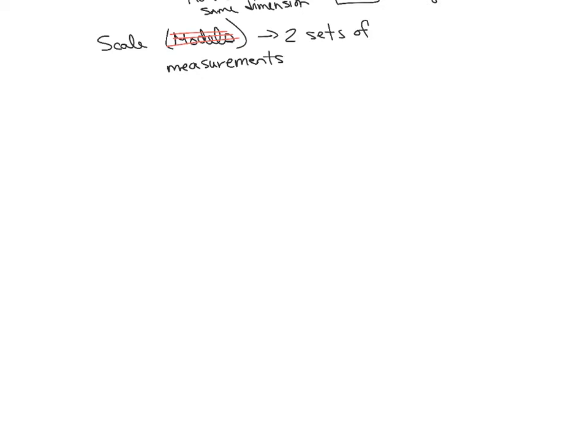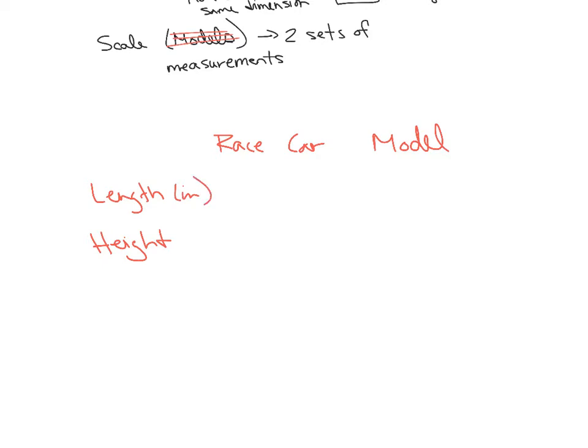Okay, so identifying a scale factor. We have a race car, an actual race car, and we have a model, and we have a length, and we have a height. Okay, so our length is in inches, and our height is in inches as well. So this is a scale factor because it's the same dimensions. The length of the race car is 132 inches, the length of the model is 11, the height of the race car is 66, and the height of the model is 5.5.